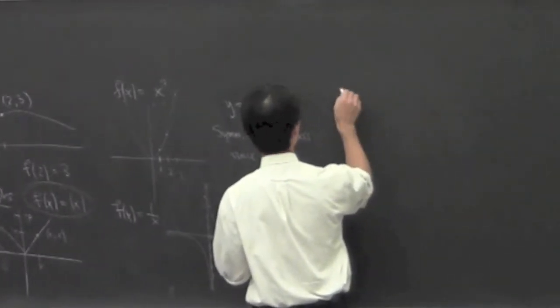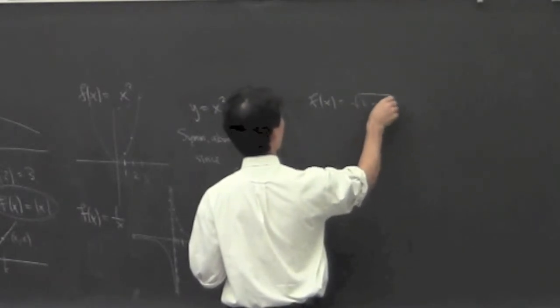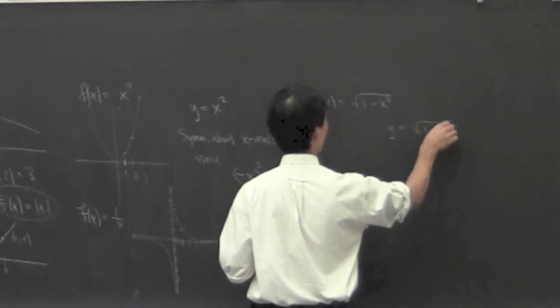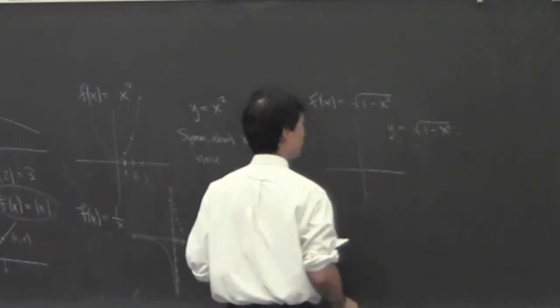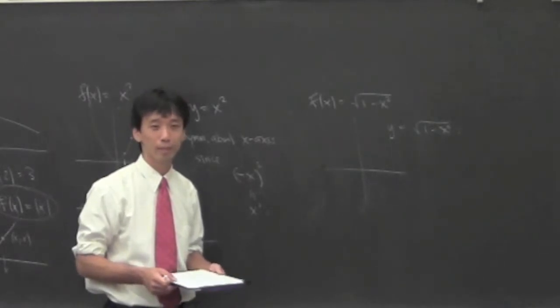This one, f of x is the square root of 1 minus x squared. In other words, y is the square root of 1 minus x squared for the graph. Okay, the last one.